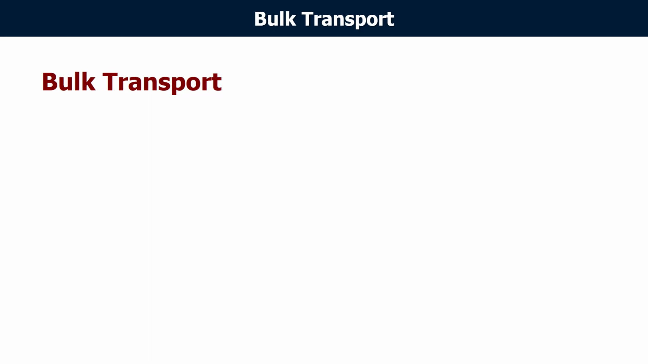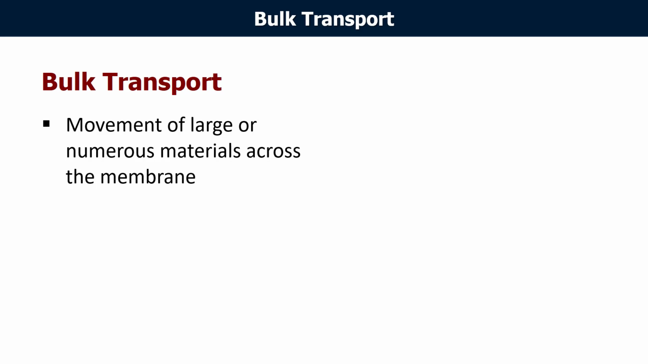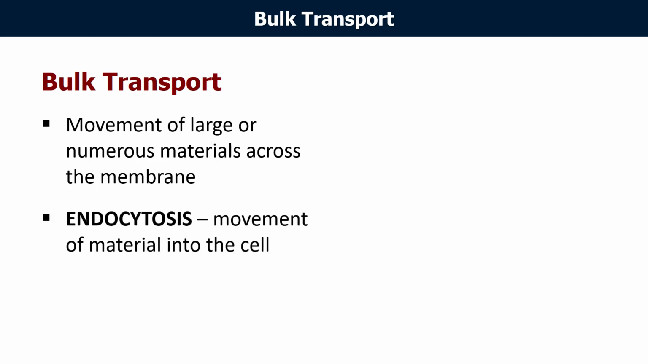So bulk transport refers to the movement of large or numerous materials across the membrane. And there are two ways you might be moving into the cell or out of the cell in bulk. So we could have endocytosis. That's endo means within, cyto cell, cis process. So the process of moving things within the cell. So if we're moving something large or simply a lot of things at once into the cell, that's endocytosis.